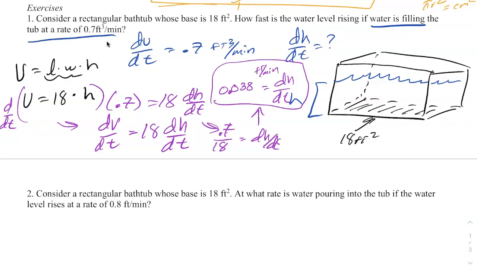So there's our answer. It's always the same. Figure out what they give you, figure out what you want, find the equation that relates those two, and then take a derivative with respect to time from both sides. Once you do that, it's just some calculus, and then plug it in.